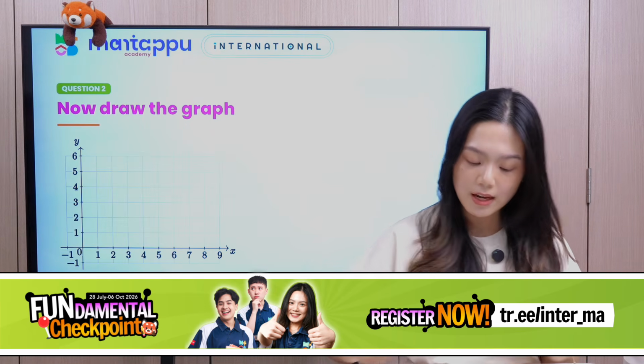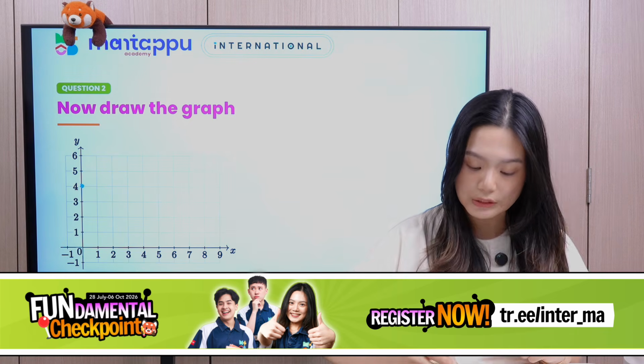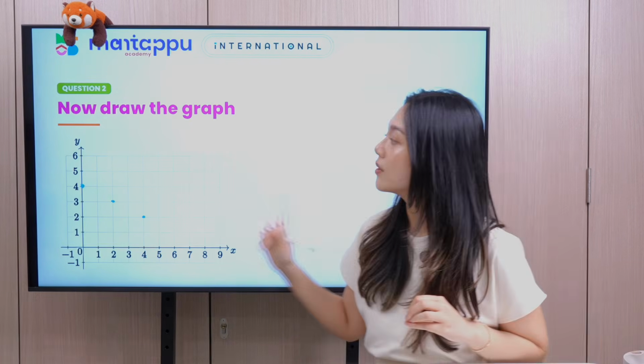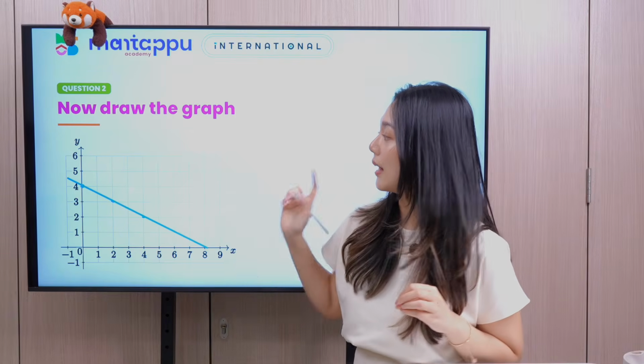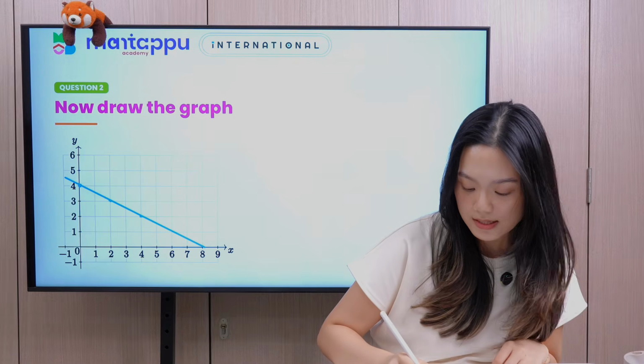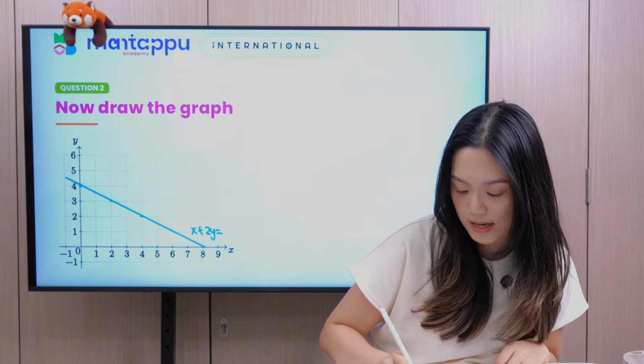Let's plot our points again. We have 0, 4 here, 2 and 3, which is here, and our last point, 4 and 2, which is here. So now I can extend my line, and I will have this straight line over here. Remember to label your line. So this one is x plus 2y is equal to 8. There we have our line.